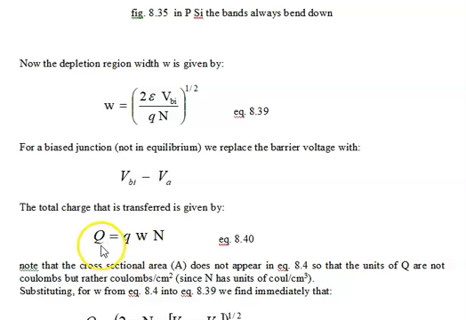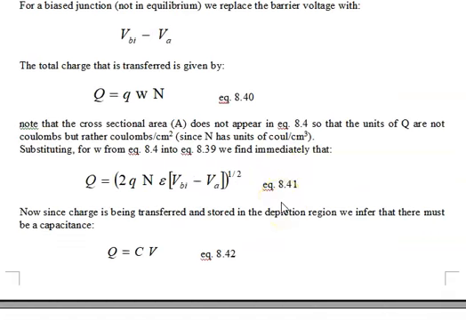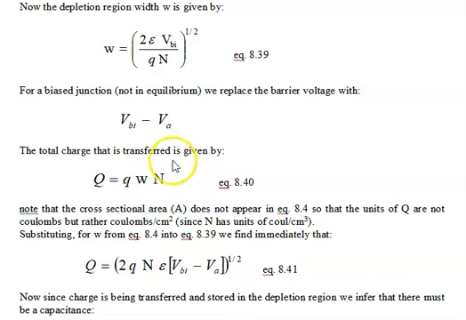So here we have not coulombs, but we rather have coulombs per square centimeter because we've taken out the area. And of course, N, the units of N, are coulombs per cubic centimeter. Multiply that by W, we get coulombs per square centimeter. So we basically put this guy into here. We put W from 839 into here, and we get the following expression, which is relatively straightforward.